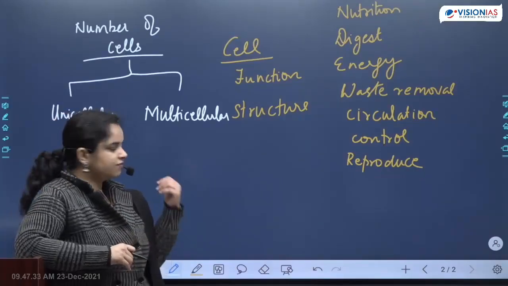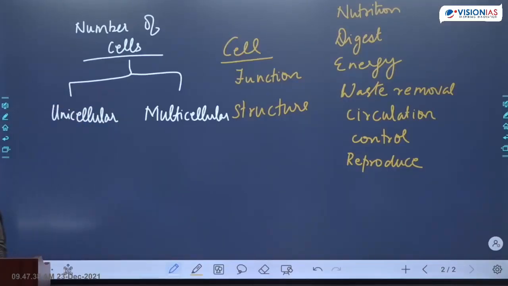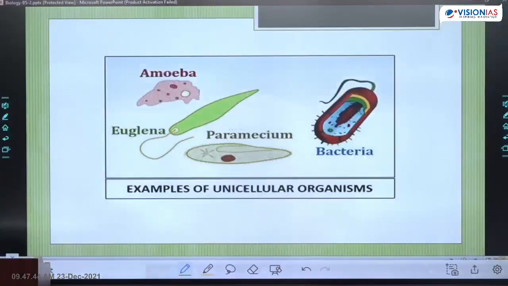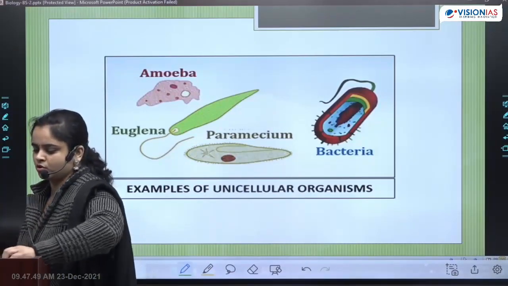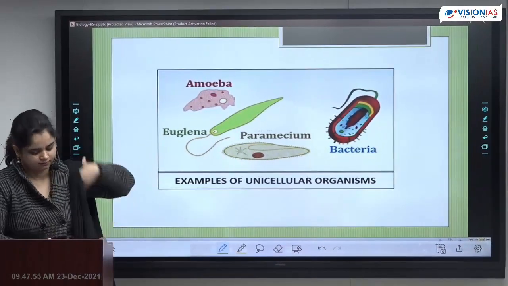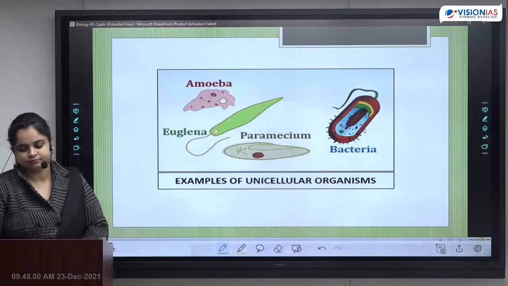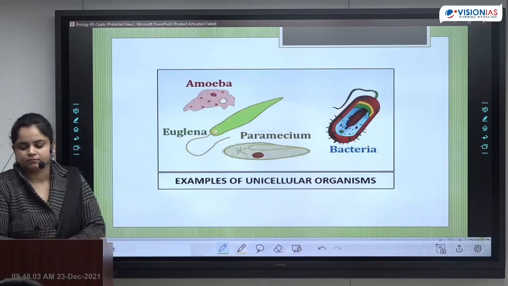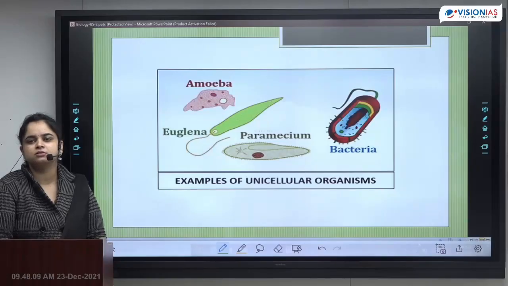Okay. So first let's write down unicellular. A unicellular organism is the one which contains only a single cell, which performs all life processes.